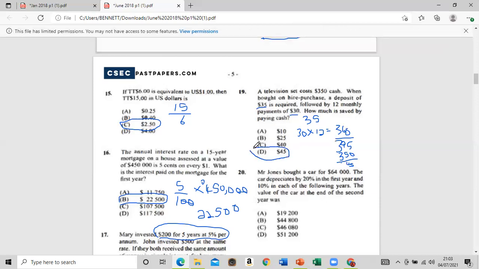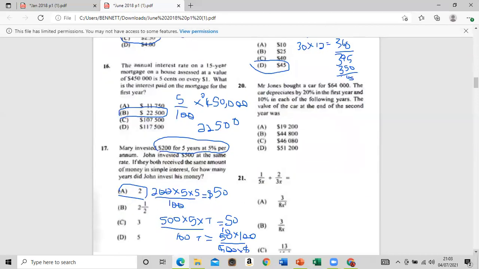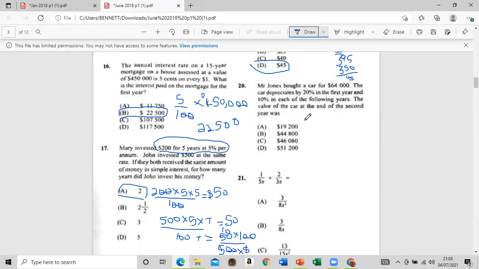Let me see a question already. What a question I'm seeing in my lifetime now, peeps? Mr. Jones bought a car for $64,000. The car depreciates at 20% in the first year and 10% in each of the following years. I did this one the other day. You're going to work out this one, guys. I'm just going to give you the formula.